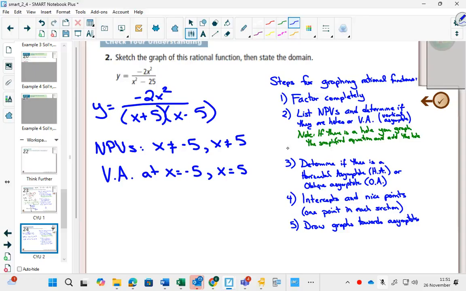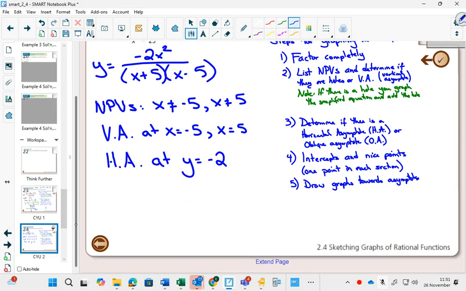Next, which group is this? Horizontal asymptote or oblique asymptote? Horizontal asymptote. It's group 2, where the degree is 2 on the top and degree 2 on the bottom. So we look at the biggest degrees and their coefficients, negative 2 over 1. So we will have a horizontal asymptote at y equals negative 2. We can start drawing this.